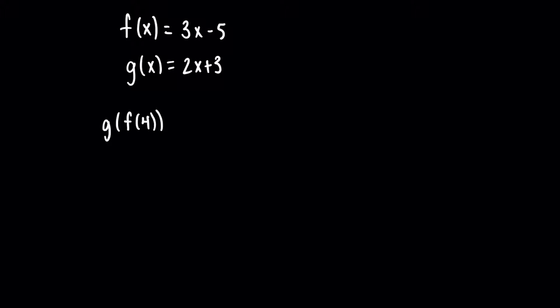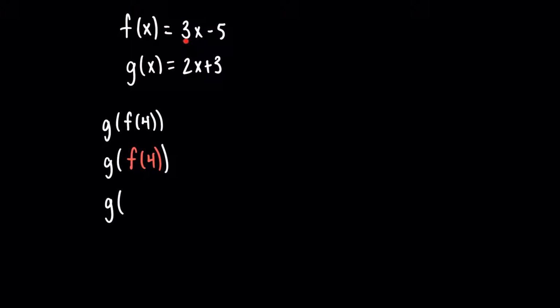Okay, I'm going to make f of x 3x minus 5. And I'm going to make g of x 2x plus 3. And I want to know what g of f of 4 is. G of f of 4. So g of, and then f of 4 is its own thing. So I'm going to do that first. That's going to be g of, what would f of 4 be? Can we just figure this out?